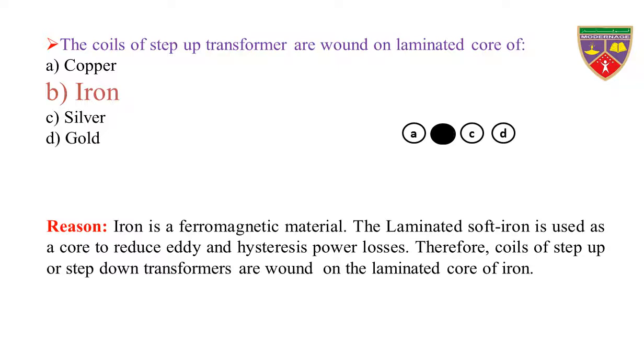Reason. Iron is a ferromagnetic material. The laminated soft iron is used as a core to reduce eddy and hysteresis power losses. Therefore, coils of step-up or step-down transformers are wound on the laminated core of iron. Hence, the coils of transformer are wound on iron core.